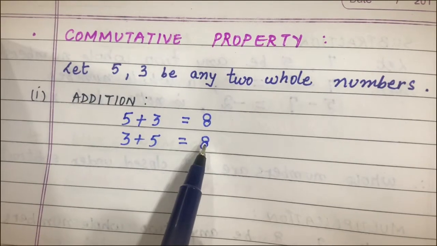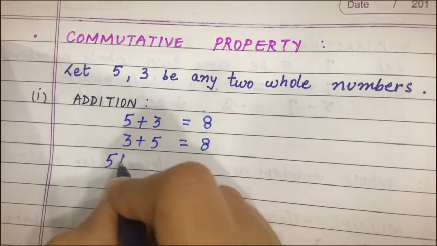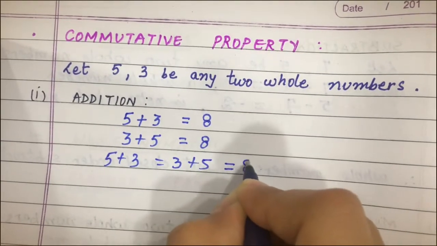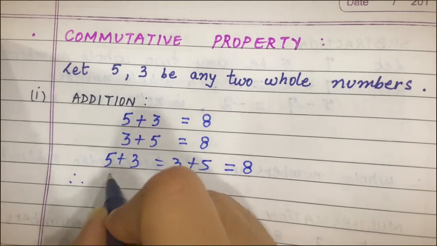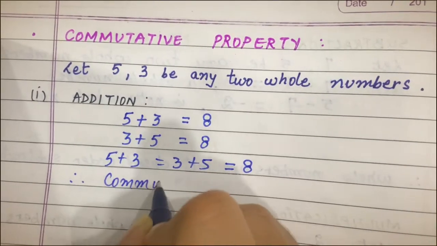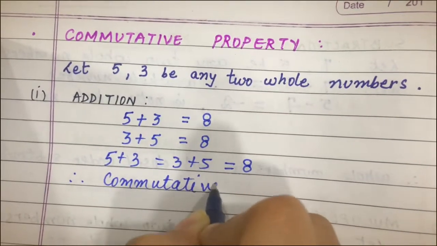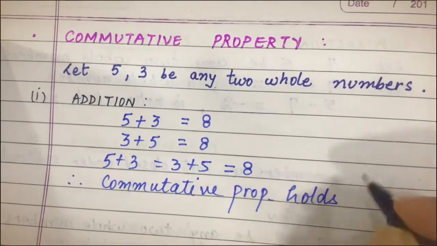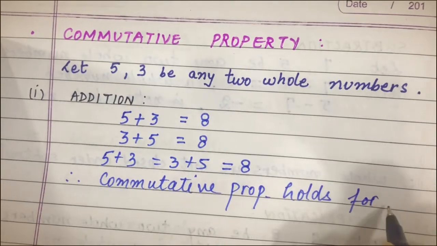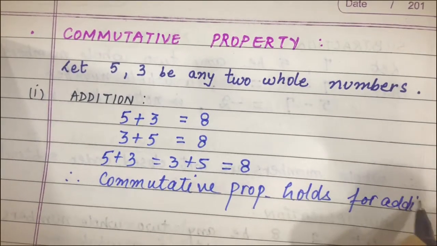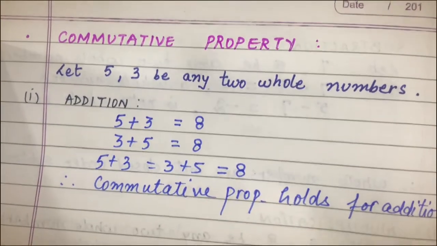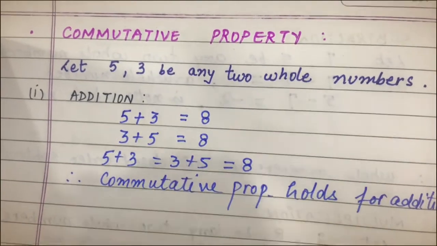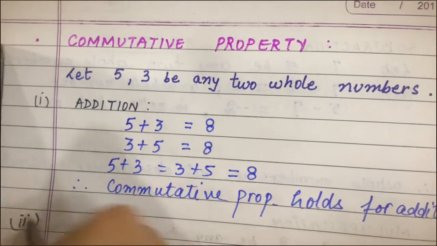If we are getting the same answer, then we can say 5 plus 3 can be written as 3 plus 5 and both will give us the answer 8. Therefore, commutative property holds for addition. Since we are talking about whole numbers, it will be true for addition. Is the thing clear?